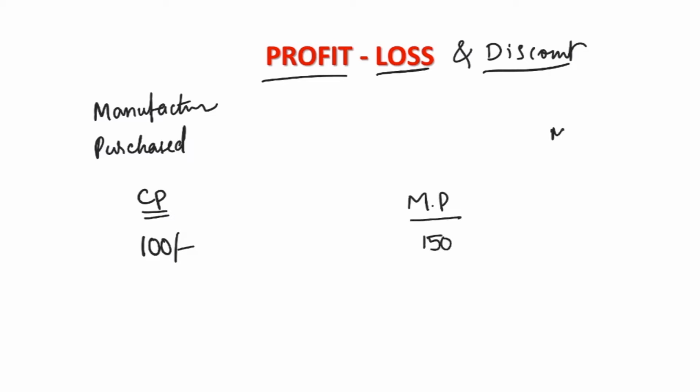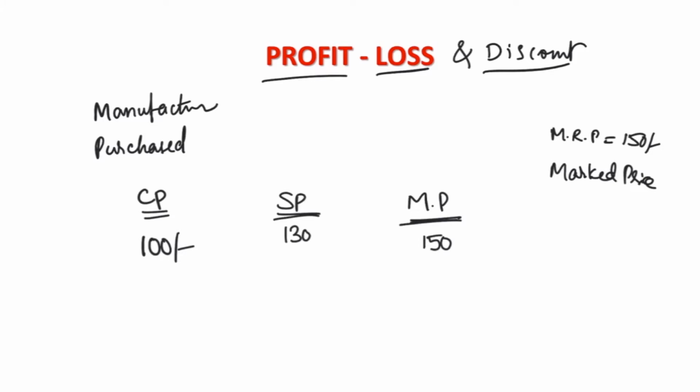I decide the MRP, maximum retail price, as 150 rupees. This MRP is also called market price. But the customer, before purchasing at MRP, will definitely ask for some discount. If I give some 20 rupees discount, now I am selling it for 130 rupees. So these are the basic terms we use in profit and loss concept.